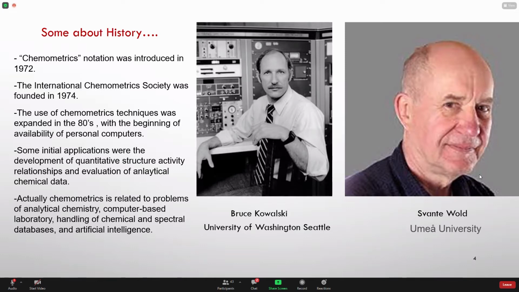The use of chemometrics expanded in the 80s with the availability of personal computers, and some initial applications were in QSAR, quantitative structure activity relationships, and also the evaluation of the first analytical applications using chemical data. But actually, chemometrics is used in a lot of other areas, including chemistry, but also computer-based laboratory, handling of chemical and spectral databases, and also artificial intelligence.